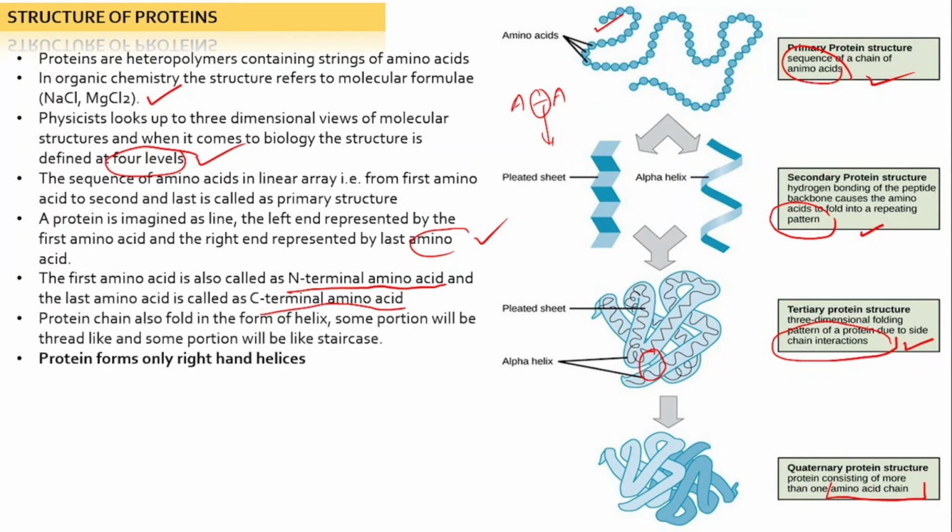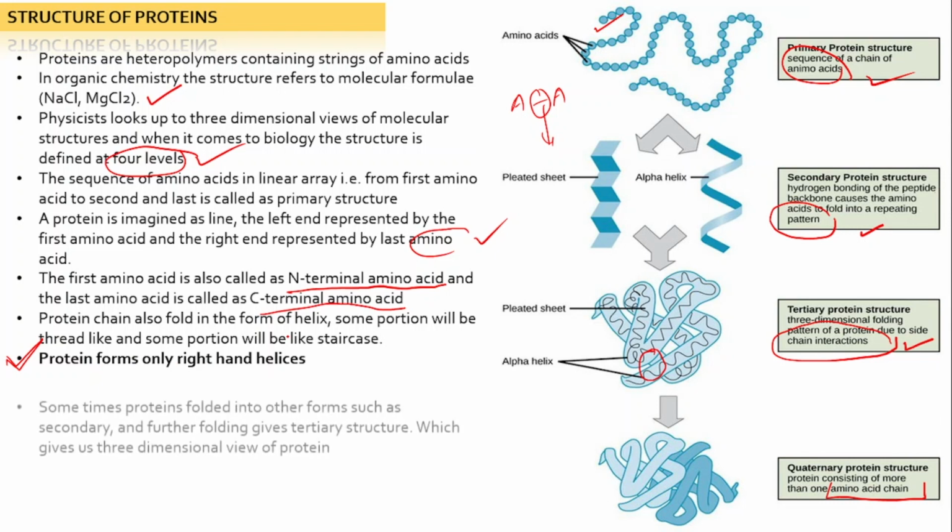Protein chains also fold in the form of a helix. Some portions will be thread-like and some portions will be staircase-like. And also, protein forms only right-hand helices. This is also an important point we should remember. For the NEET it is most important: protein forms only right-hand helices.